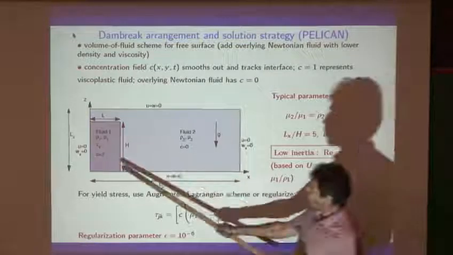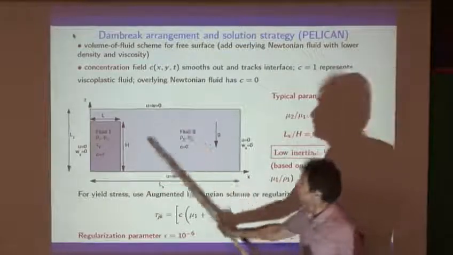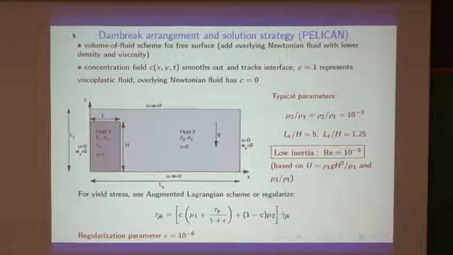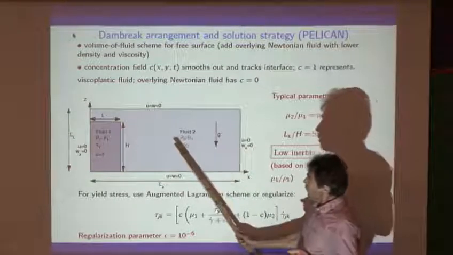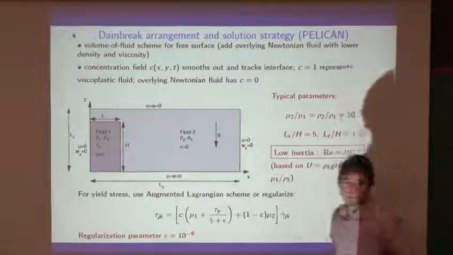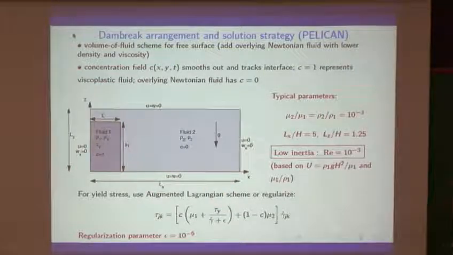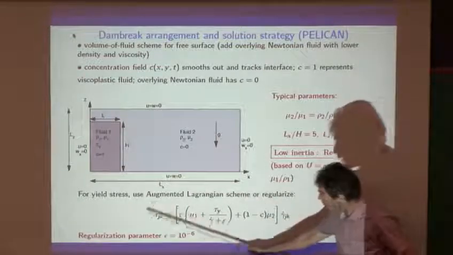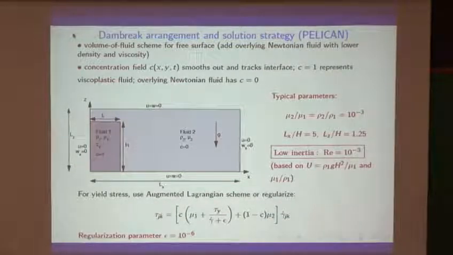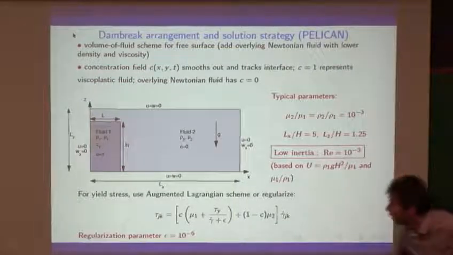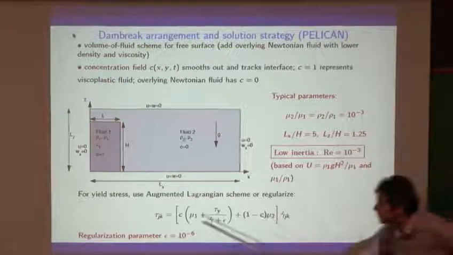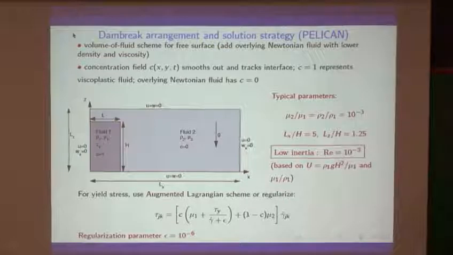So C equals 1, that's the viscoplastic fluid. C equals 0 is the lighter Newtonian fluid. And you can put in the material parameters using some simple linear interpolation based upon that concentration scheme. So for example, down here, I've regularized the Bingham law using the regularization parameter there. And C there, that's the concentration field, and so you see the interpolation formula.